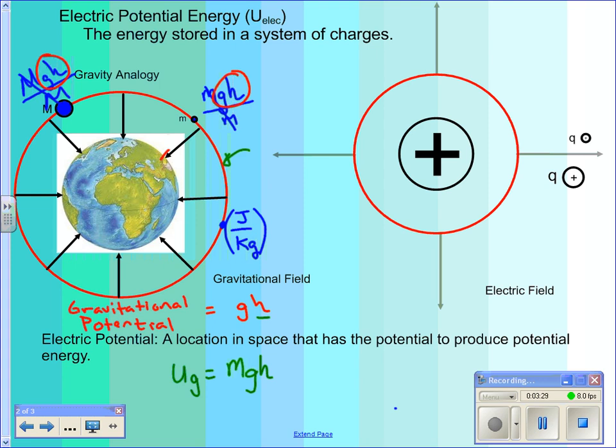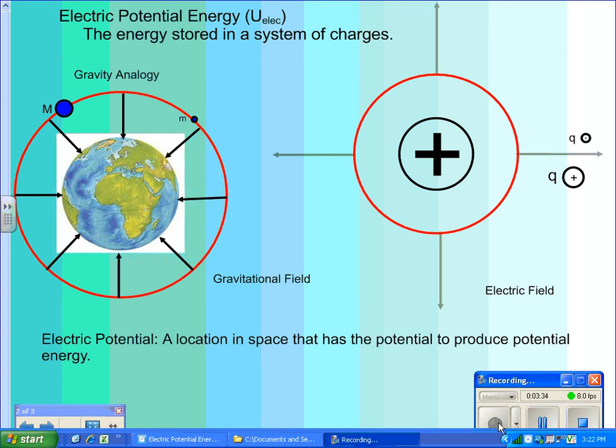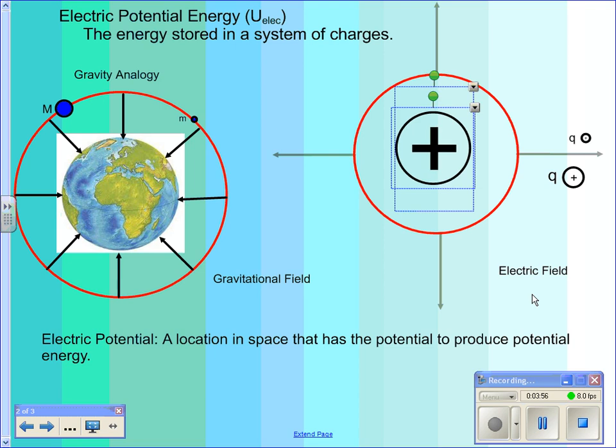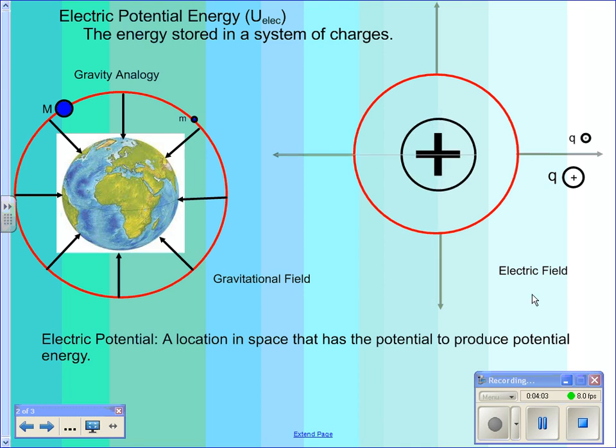Let's see how similar two charges are to two masses. So I've chosen to use a system of positive charges, but it would work for negatives and positives as well. Here, instead of a gravitational field, we have an electric field, which is represented by these vectors here. The electric field has some strength that we're defining at some point in space, at some distance from the large positive charge, at the red ring around there, the same distance all around.